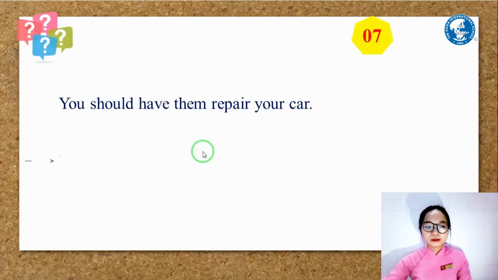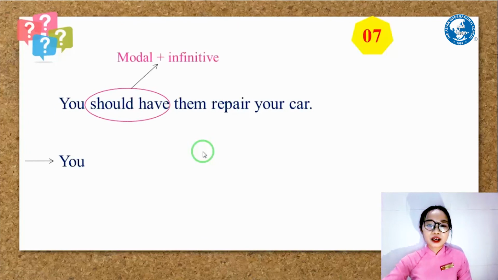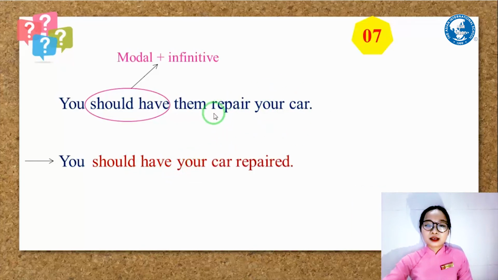Question number 7. You should have them repair your car. The original sentence used active structure of have, object and infinitive, right? And the form of the verb is modal go with infinitive. So we need to use passive voice of have, which is have and object, and action verb in past participle form. So we have should have, because it is modal go with infinitive, so should have, and object here is your car, and action verb repair in past participle form, so repaired.